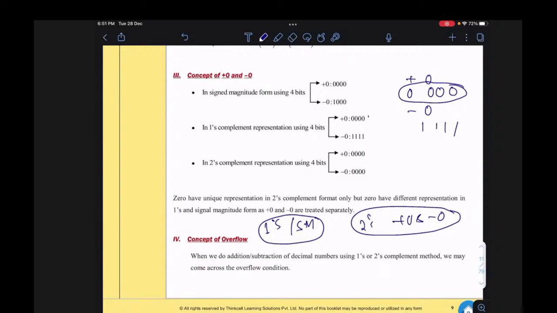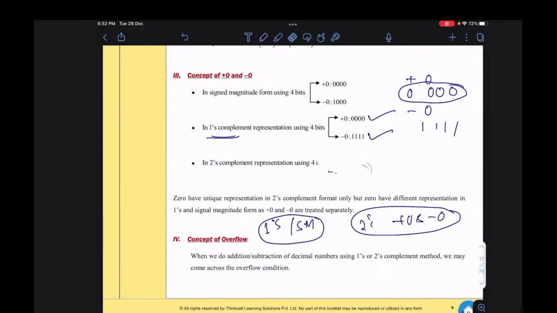So plus 0 is all zeros, minus 0 is all ones. This is how plus 0 and minus 0 look in 1's complement form. In 2's complement form, how do you do it? Plus 0 is again the same. Minus 0 means you have to take the 2's complement of this number. If you take the 2's complement of all 0s, it is again all zeros only, right?